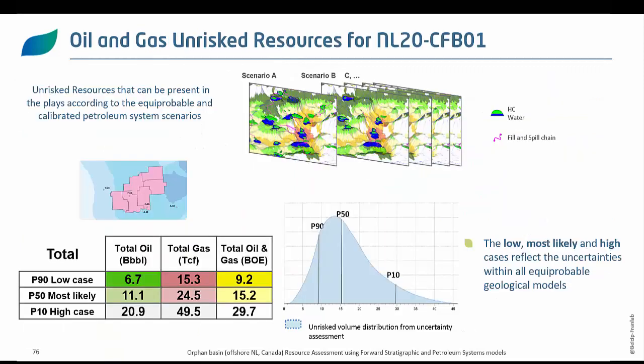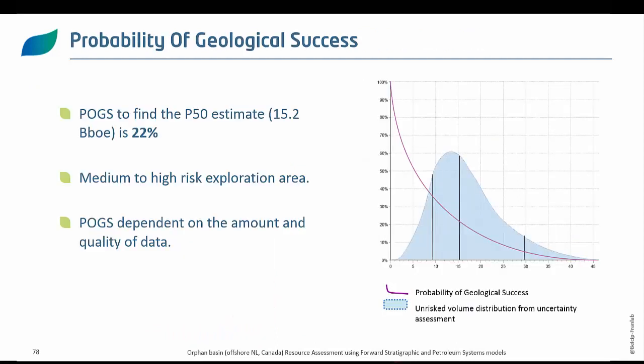Resources that can be present in the place according to our equiprobable and calibrated petroleum system scenarios were calculated using a Monte Carlo approach from the different scenario-based models. In summary, we evaluated 15.2 billion oil equivalent barrels to be expected for the most likely scenario. As you see in the distribution here, the low, the most likely, and the high case reflect the uncertainties within all equiprobable geological models.